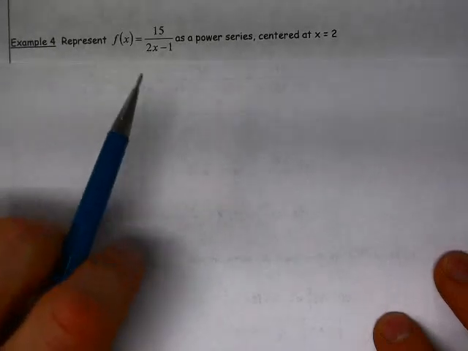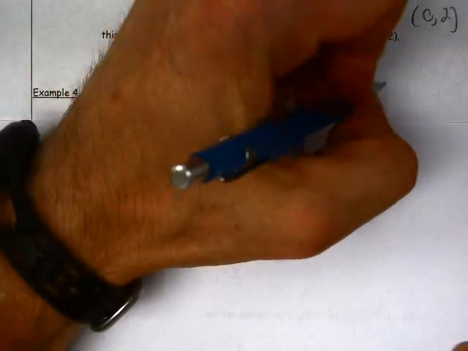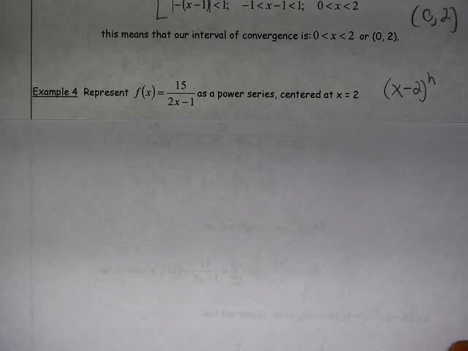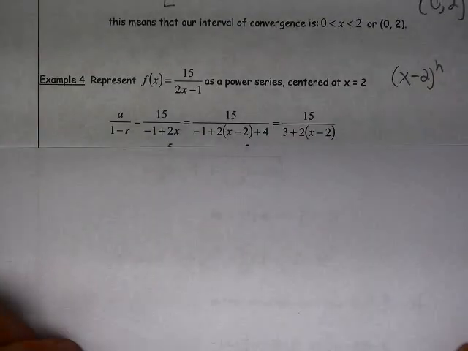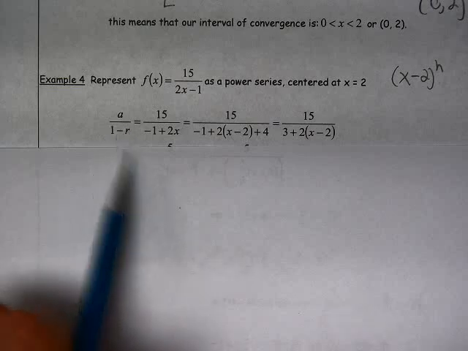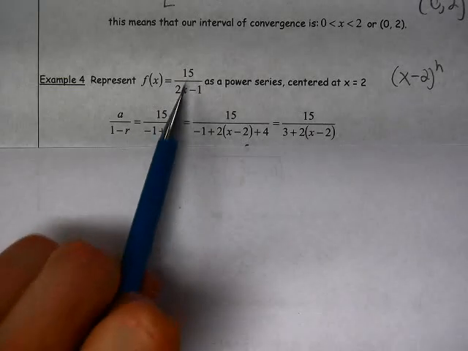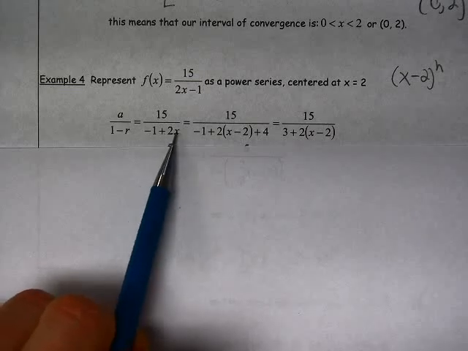All right, example 4, we want to represent this function, 15 over 2x minus 1 as a power series, centered at x equals 2. So again, right away we think, okay, we're going to want powers of x minus 2, so x minus 2's to the nth power. This one's a little more complicated to get it in that form, right? If we start off thinking about the form we want to get it in, a over 1 minus r, we have 15 over 2x minus 1. I'm going to make it negative 1 plus 2x.